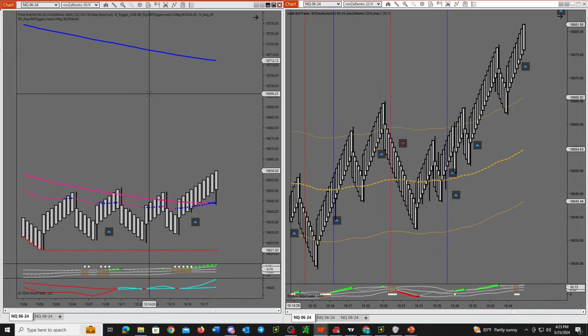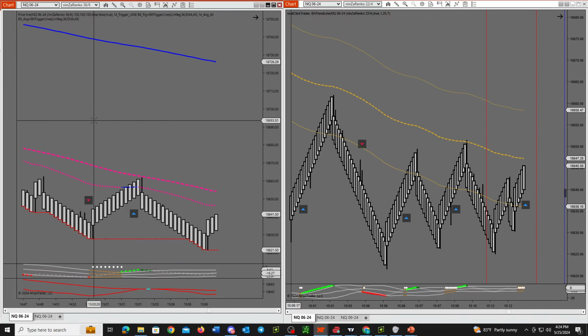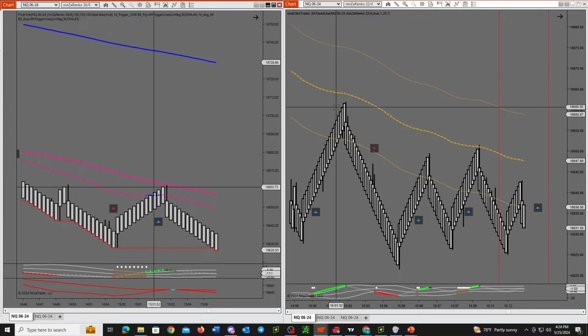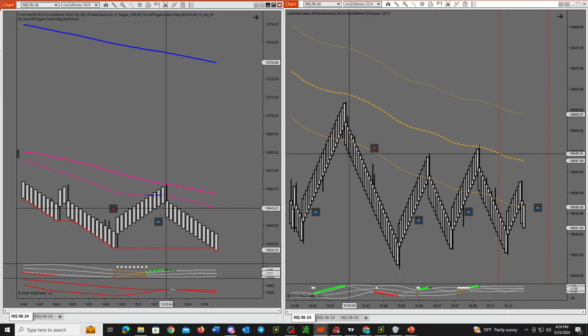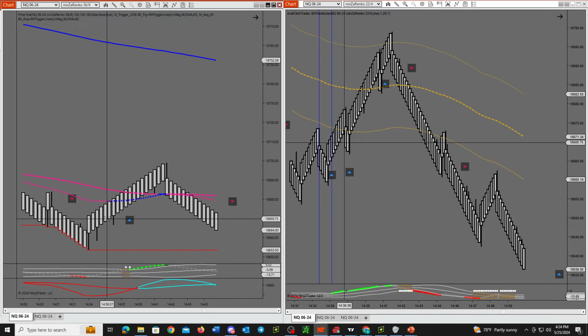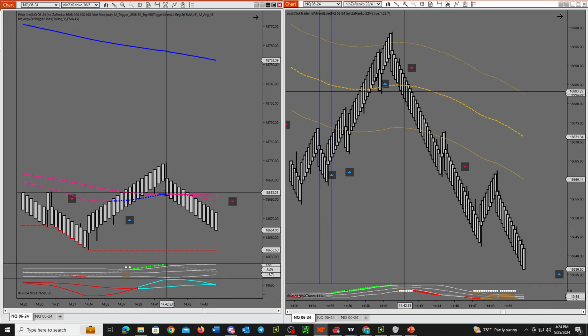Okay. Here's one. We come back up into the channel. We don't cross over the 216. 3 bars down plus a tick. Here's one. Okay, so this one almost crossed.